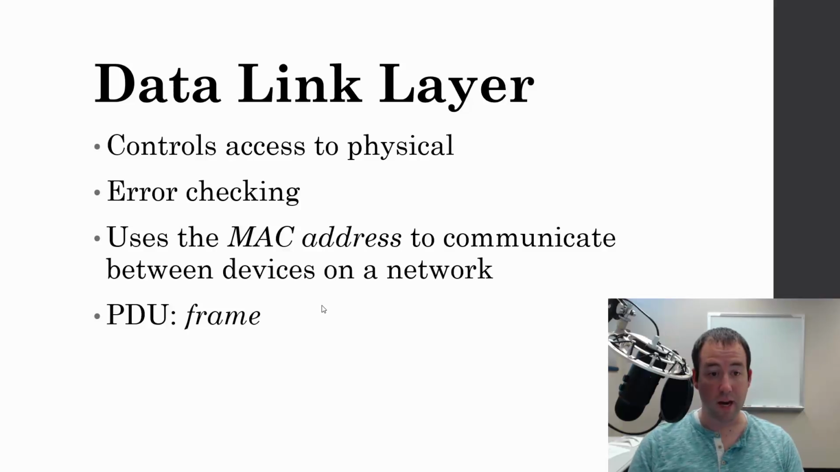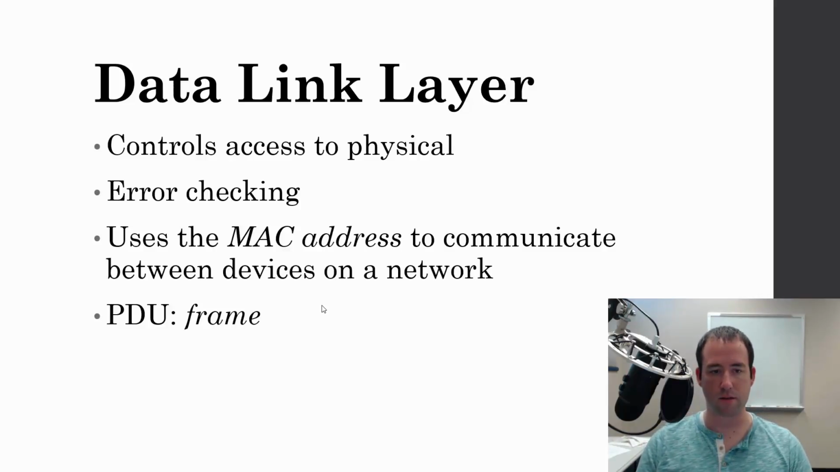The data link layer also provides error checking. It's going to make sure that everything works. It doesn't do anything to correct for errors. If it detects an error in something that it receives, then it throws it away and doesn't pass it along to the other layers.